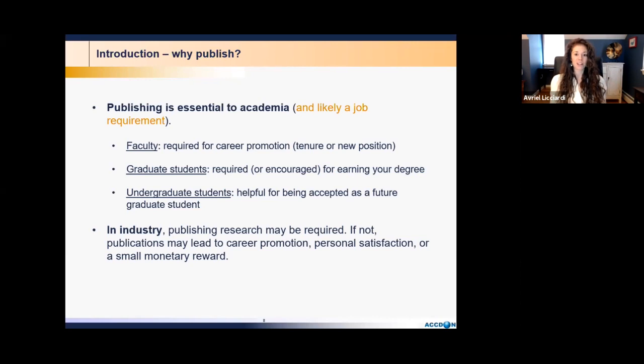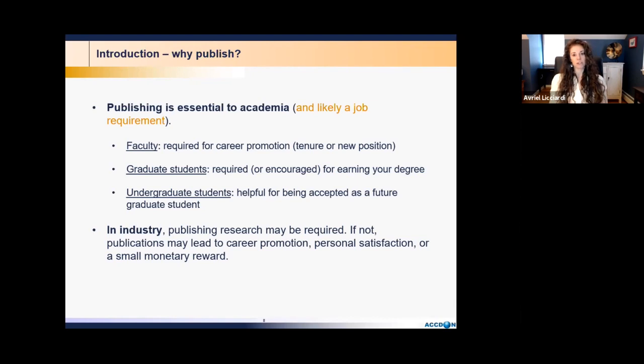And then if you're an undergraduate student, publishing can also really set you apart from others. It can be very helpful for getting you accepted as a future graduate student. It gives you more experience perhaps than your peers, and it shows your potential advisor that you're really committed to not only doing research, but also getting it out there to the public.